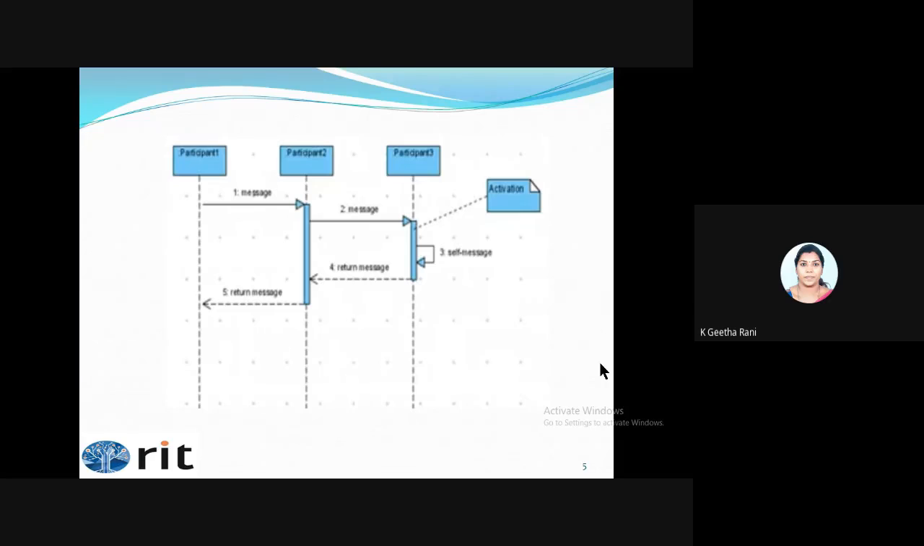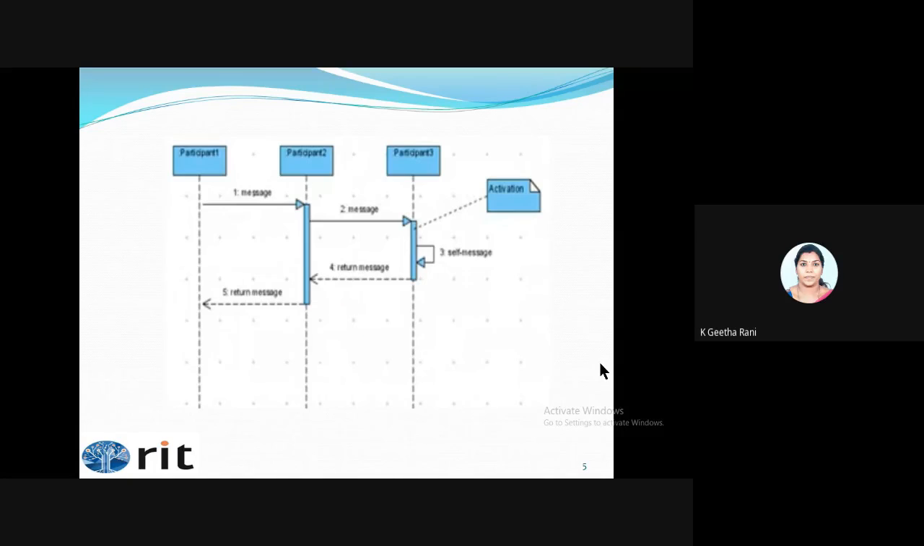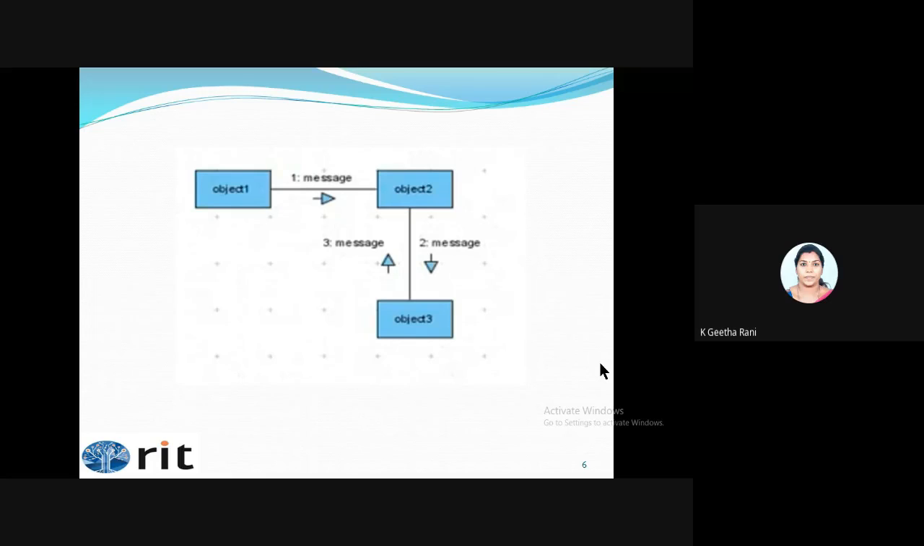And we have a term called the activation box. That blue line in the lifeline is called an activation box, showing how long this object exists. That is what your sequence diagram is. Now, in the same format, this is how our collaboration diagram looks. We have 3 objects, again 3 participants, participant 1, 2, 3, and I'm writing object 1, 2, 3, and we made message passing between these objects. I hope it's clear for you.